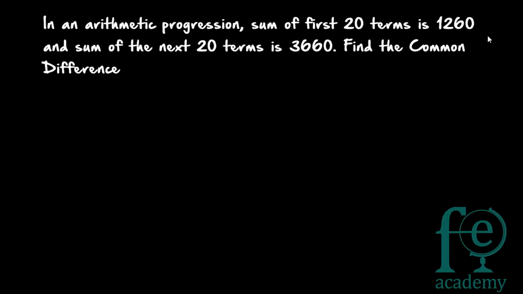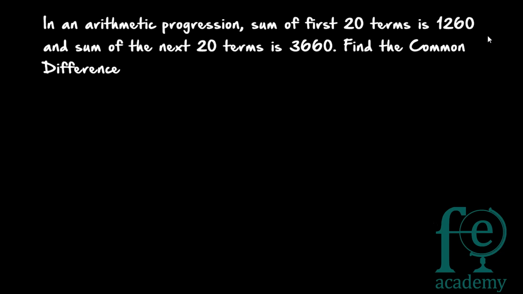So today's question is, in an arithmetic progression, the sum of the first 20 terms is 1260 and the sum of the next 20 terms is 3660. Find the common difference. So what is the given question? There is an arithmetic progression and the sum of the first 20 terms is 1260, and the sum of the next 20 terms is 3660. You have to find out the common difference.